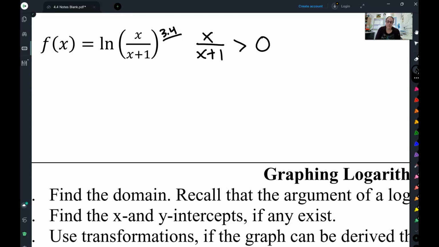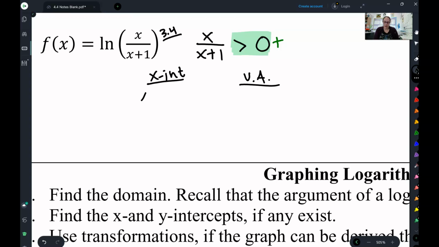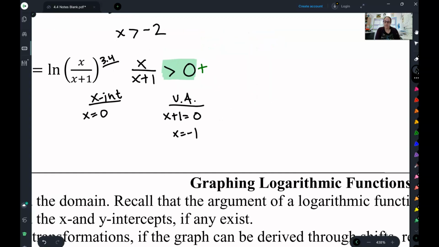Sign arrays, our first step was to bring everything to the same side. Check. Our second step was to highlight what we're solving for. I want my positives greater than 0. Third step was to factor. Don't have anything to factor in this one. Fourth step was to find our x-intercepts and vertical asymptotes. X-intercepts set the numerator equal to 0. Vertical asymptotes set the denominator equal to 0. Then step 5, make your sign array.